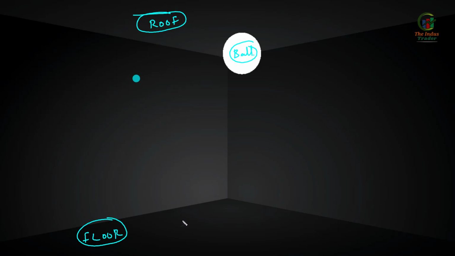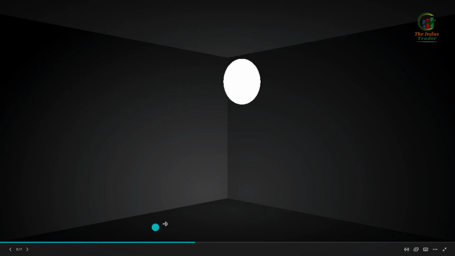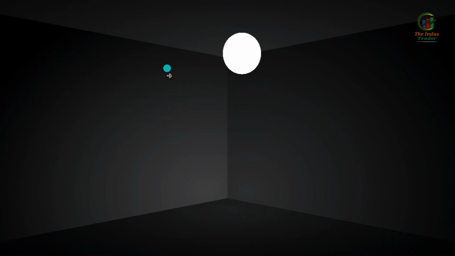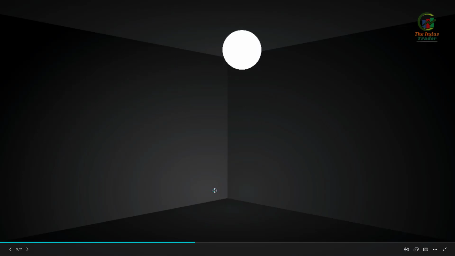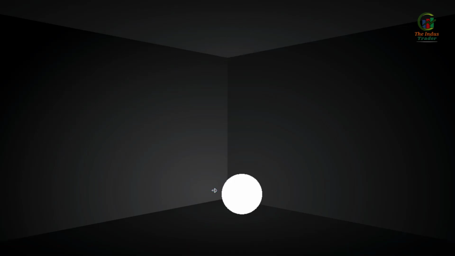Why? The simple reason is that this floor is not allowing the ball to go more downside, and this roof is not allowing the ball to move upside. So in this case, let's play this video and you can see this particular roof is not allowing the ball to move further high, and this particular floor is not allowing the ball to move further lower.